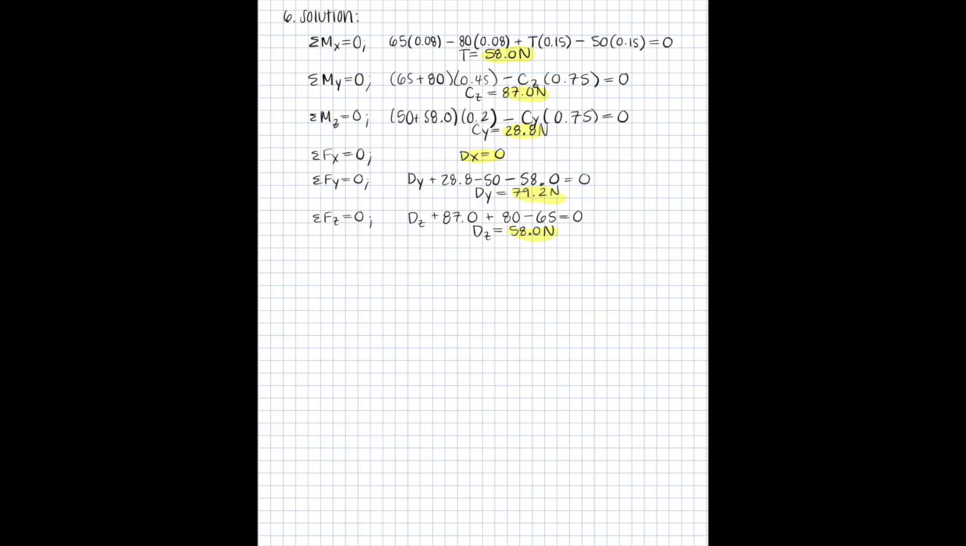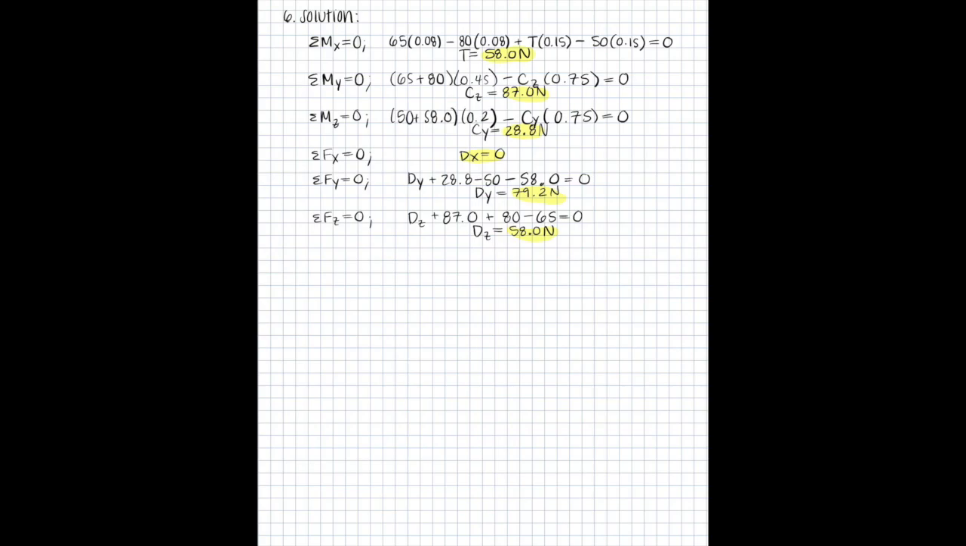Then you need to solve for the bearing at D, so you would do the force in the X, Y, and Z components equal to 0. So because it's on the x-axis already, DX equals 0. Then we move on to DY, setting that equal to 0. So you do DY plus 28.8 minus 50 minus 58.0 equals 0, and DY equals 79.2 newtons.